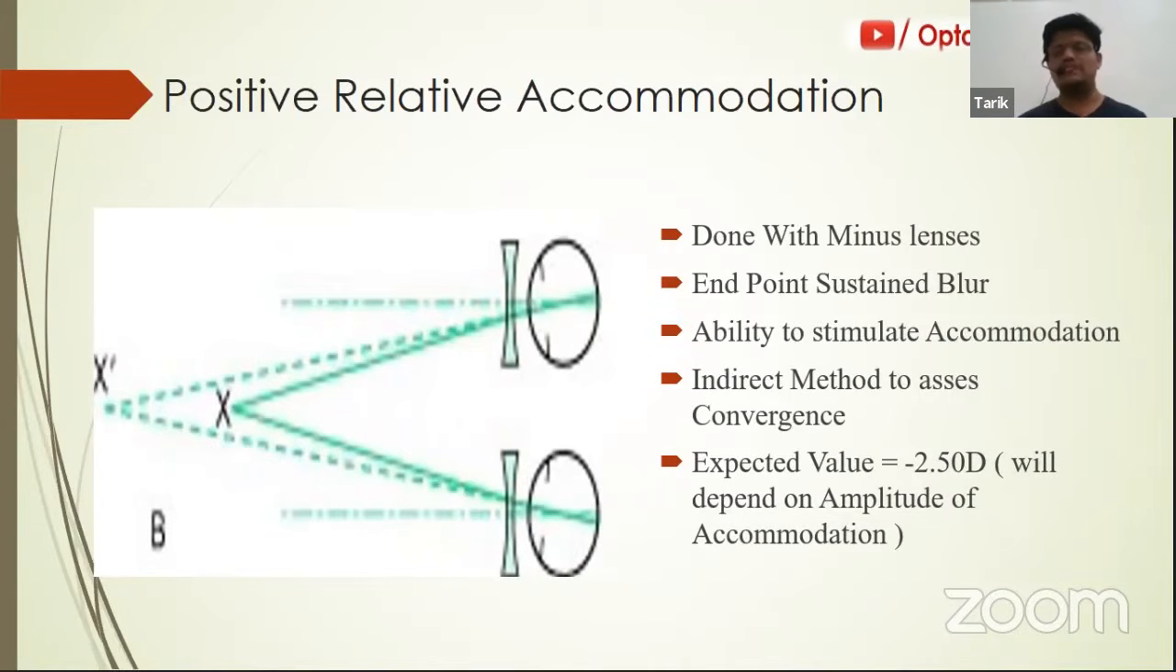It will also depend on the amplitude of accommodation. If my amplitude of accommodation is good, and if my negative fusional vergence is good, I can go higher than minus 2.5. So many times what we see is that the patient can go up to -6, -7. That means he has a good amount of divergence ability. But many times the patient has a good amplitude of accommodation, but he's unable to go up to a higher power because he doesn't have good divergence ability.